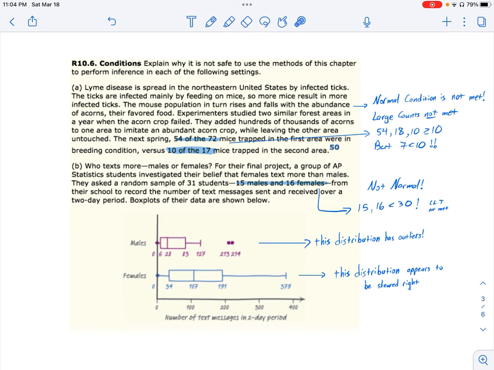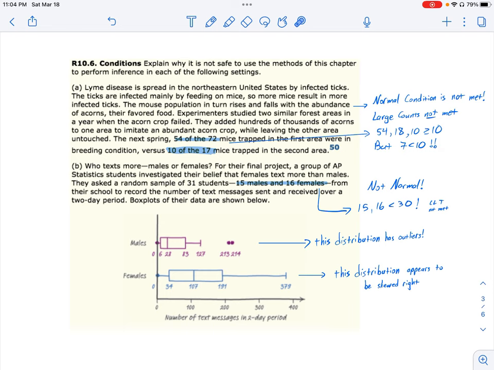Okay. This first one is about Lyme's disease, and ticks are infected mainly by feeding on mice. So more mice result in more infected ticks. So experimenters studied 2 similar forests, in a year when the acorn crop failed. They added hundreds of thousands of acorns to one area to imitate an abundant acorn crop while leaving the other area untouched. I'm reading this going, oh my gosh, what is all this for? I'm looking for what matters.